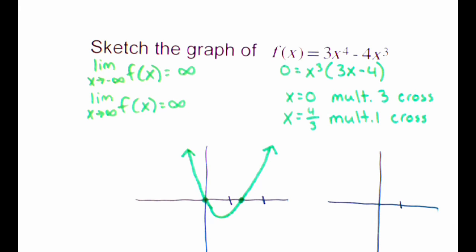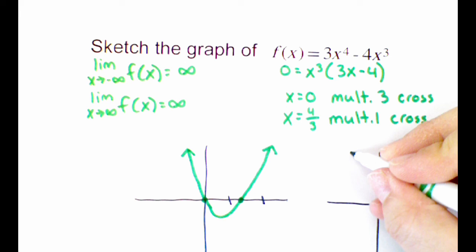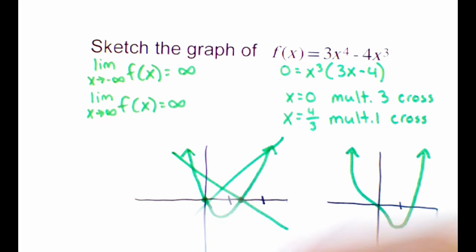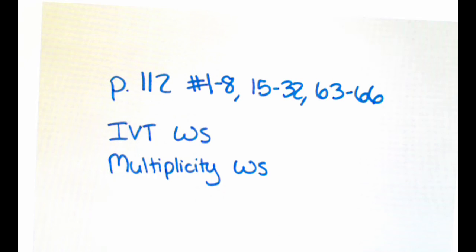Technically speaking, though, the higher the multiplicity, the more it's going to kind of wiggle there, for lack of a better word. So really, as we come down to 0, we're going to do something like that, and then go back up like this, because the multiplicity is 3. So a better graph would be that one with the kind of squiggle there. All right, then this is your assignment to work on all these things.